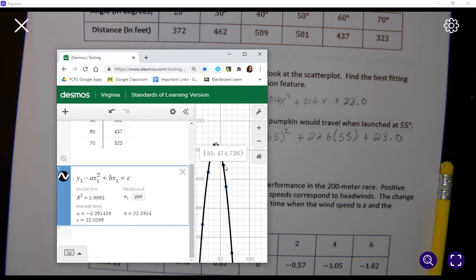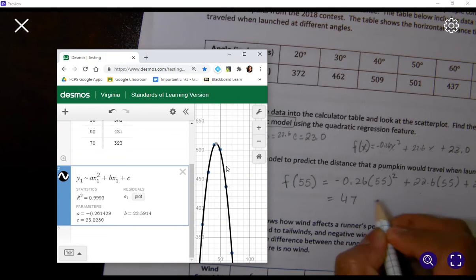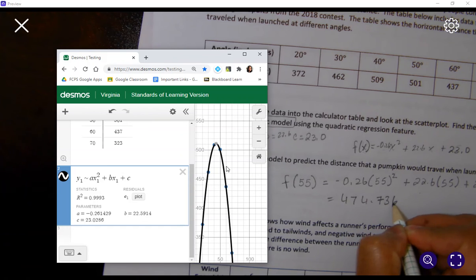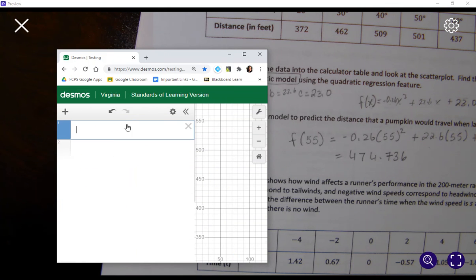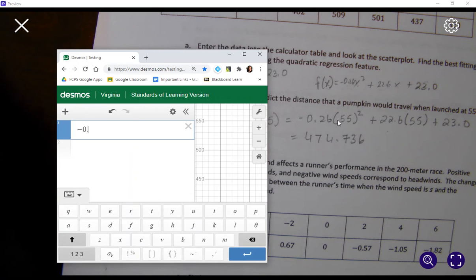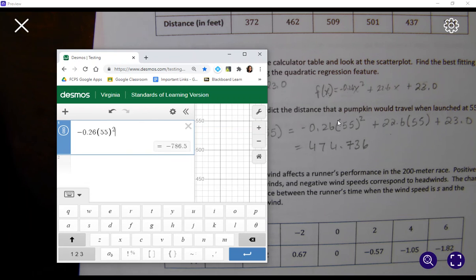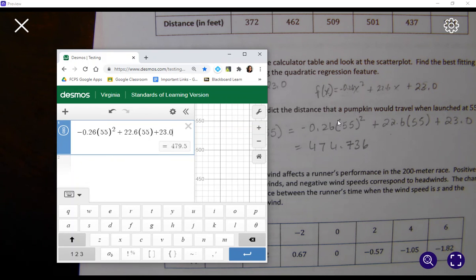So 474.736. That is my answer. But if that's not good enough, you can always just plug it into Desmos. So you can just do negative 0.26 times 55 squared plus 22.6 times 55 plus 23.0. That should match.